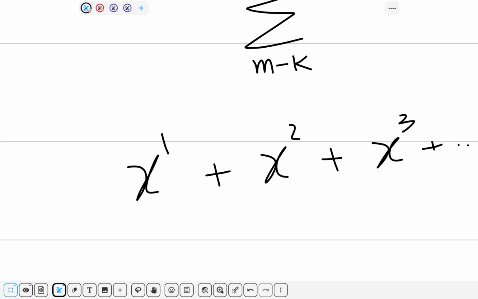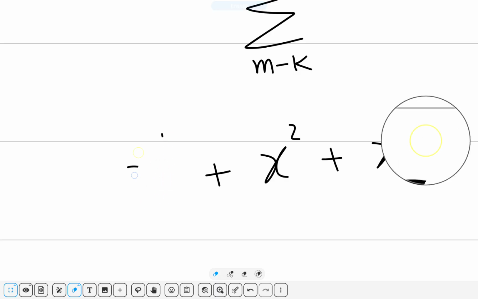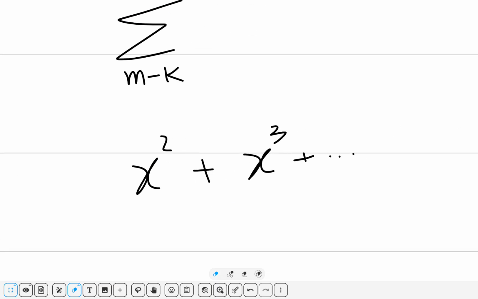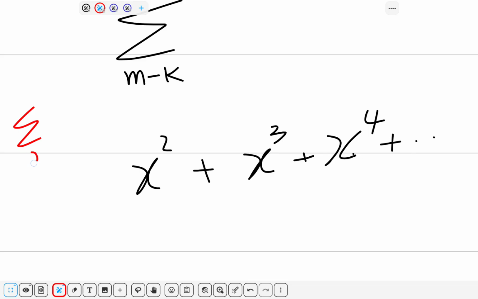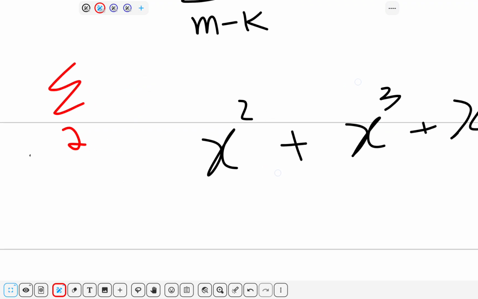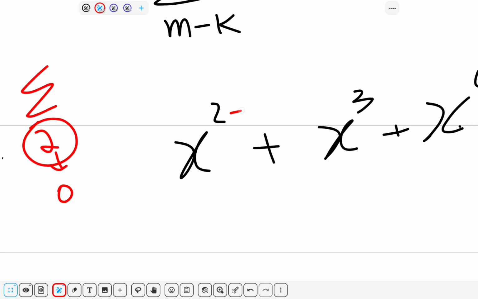Okay, let me just write like this. One is missing, right? x square, x cube, and x4, and so on. Let's say my summation is starting from 2. This is x square, right? If I want this to be 0, like in the standard form n equals 0, what I can do is go back here.